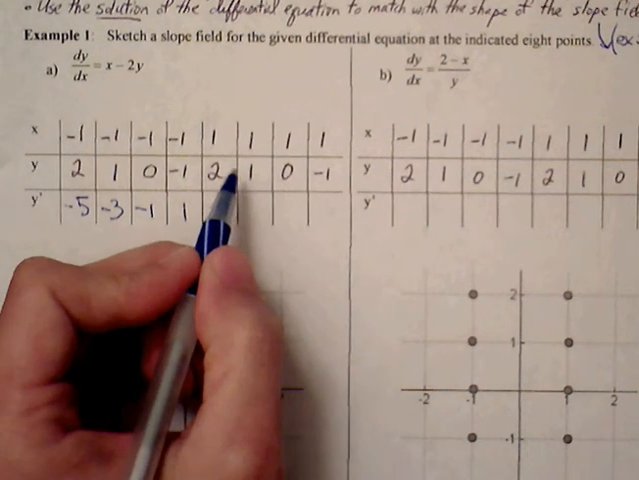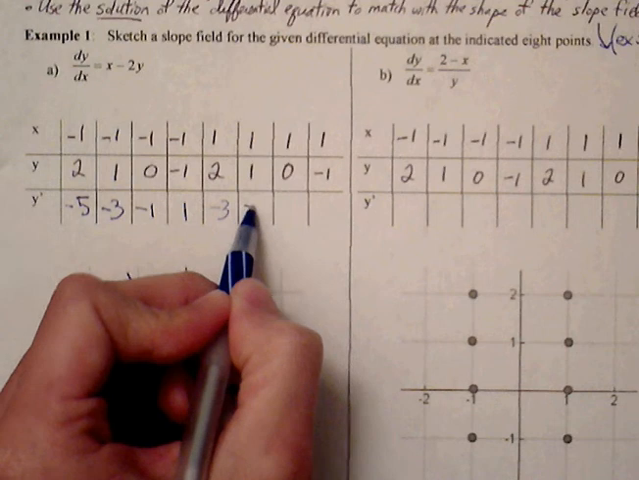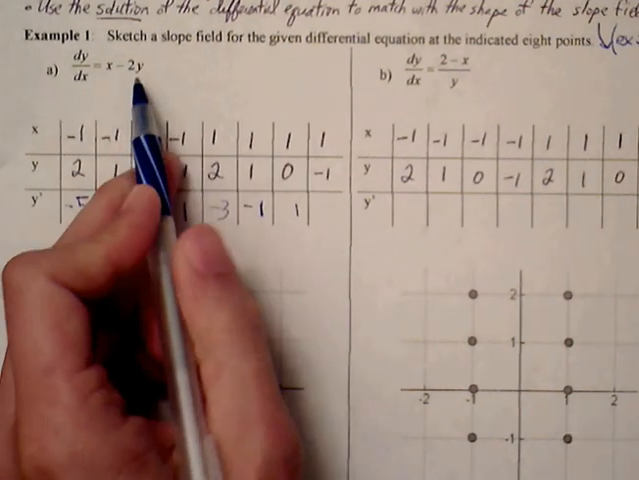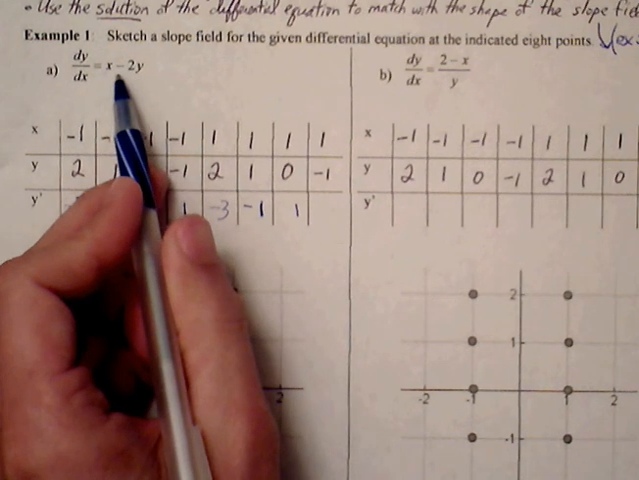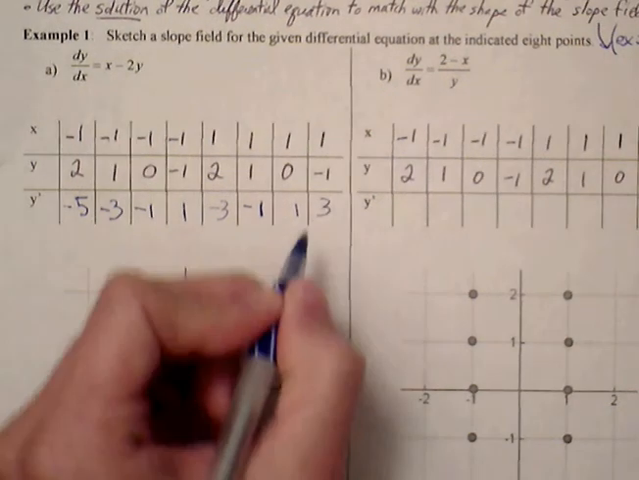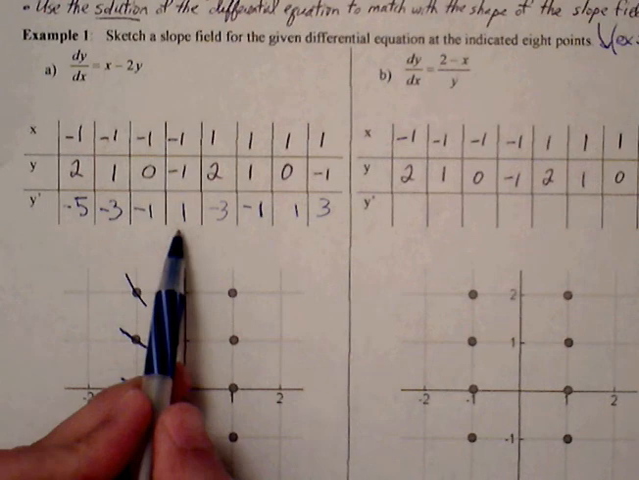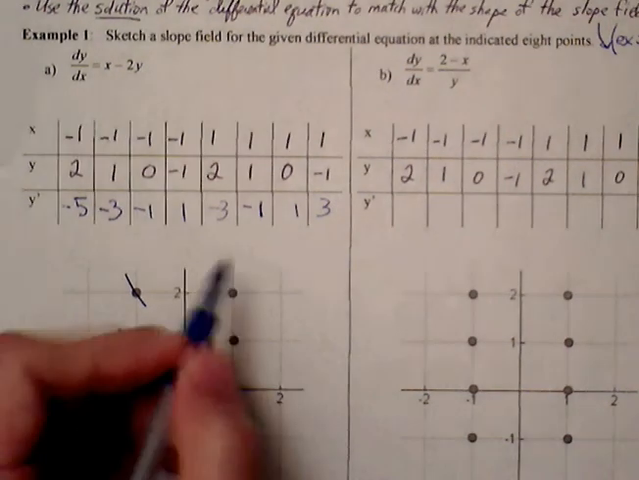1 minus 2 is negative 1. 1 minus 0 is 1. And then 1 minus positive 2, 1 minus negative 2. So 1 plus 2 is simply equal to 3. So we're just going to fill in. So at 1, 2, we're going to have a negative slope of 3.